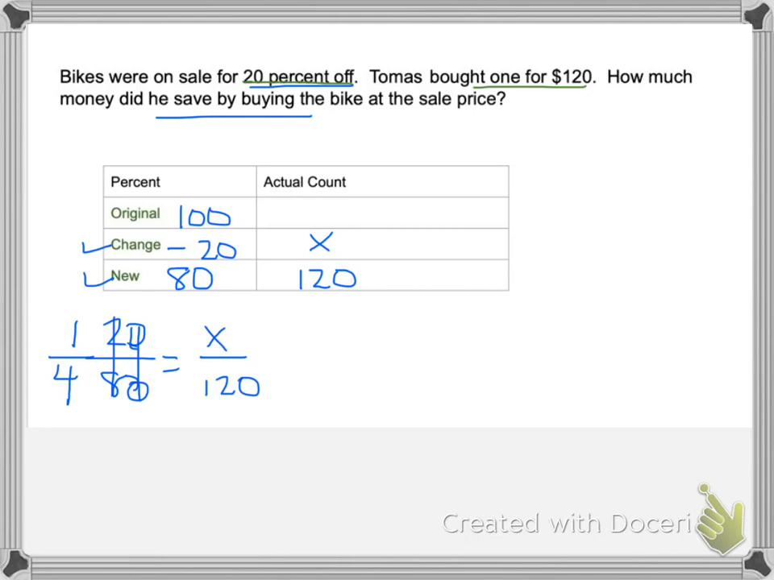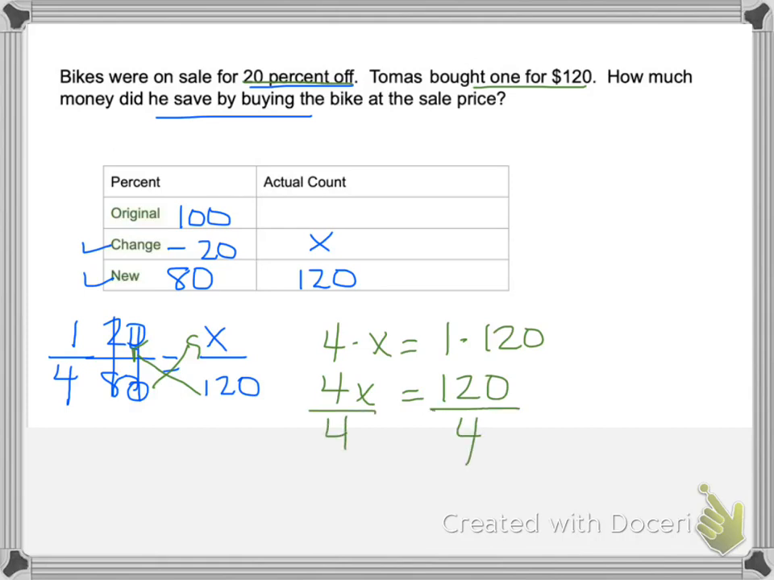Now, if we solve this by using cross products, we go up across and multiply, up across and multiply. So we get 4 times X is equal to 1 times 120. 4 times x gives me 4x is equal to 120. And all we have to do is divide by 4 on both sides. 4 divided by 4 gives me 1x, just like I like it. And 120 divided by 4 gives me 30.